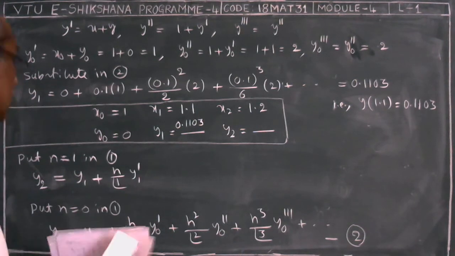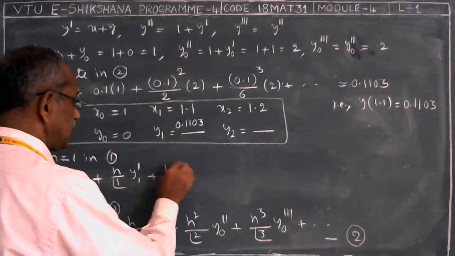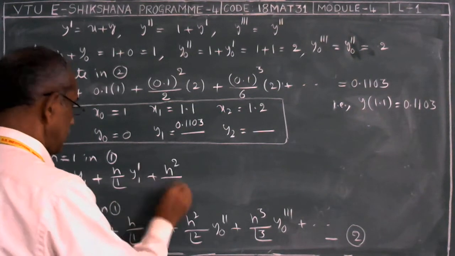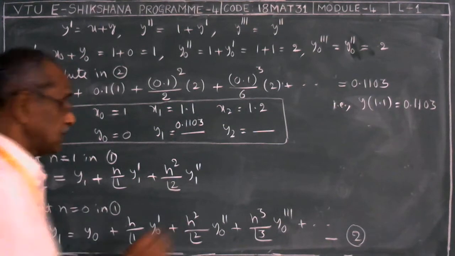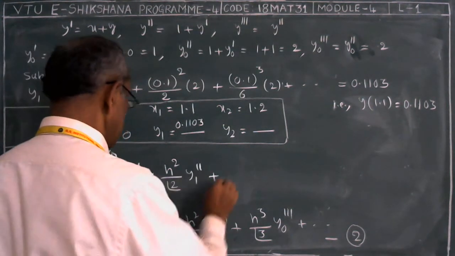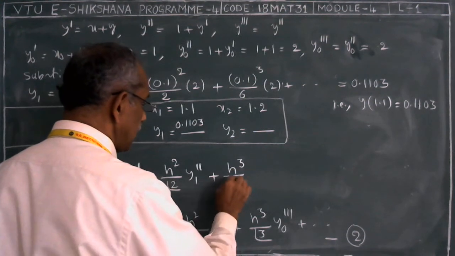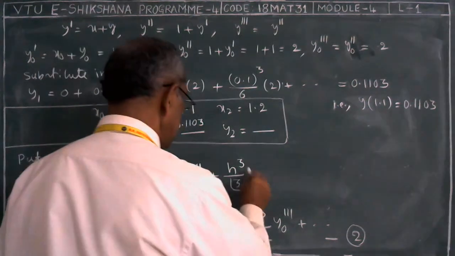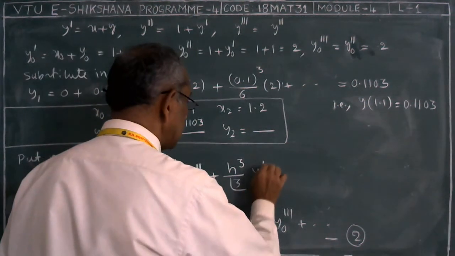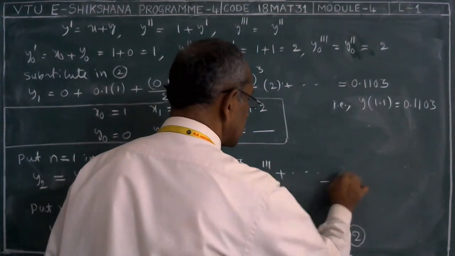At x is equal to x1, then plus h square divided by factorial 2 y1 double dash, plus h cube divided by factorial 3 into y1 triple dash, and so on.